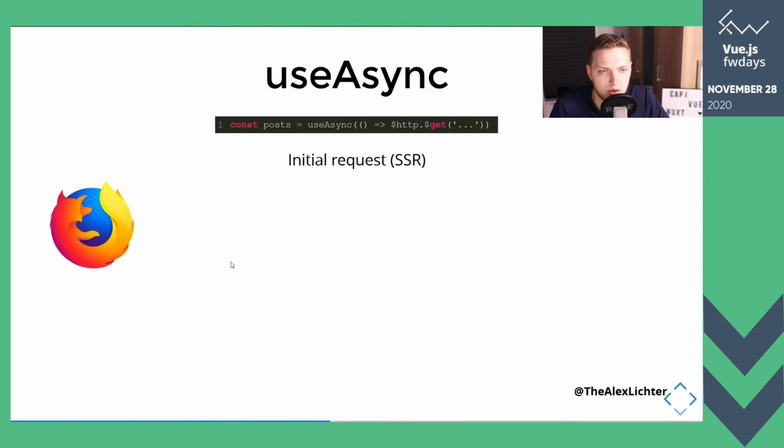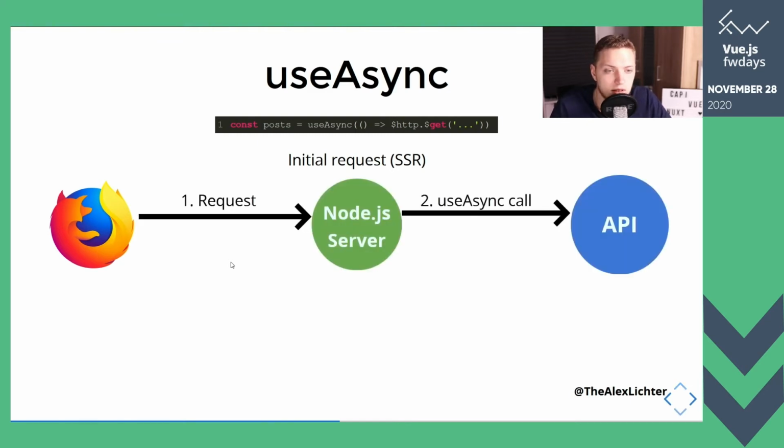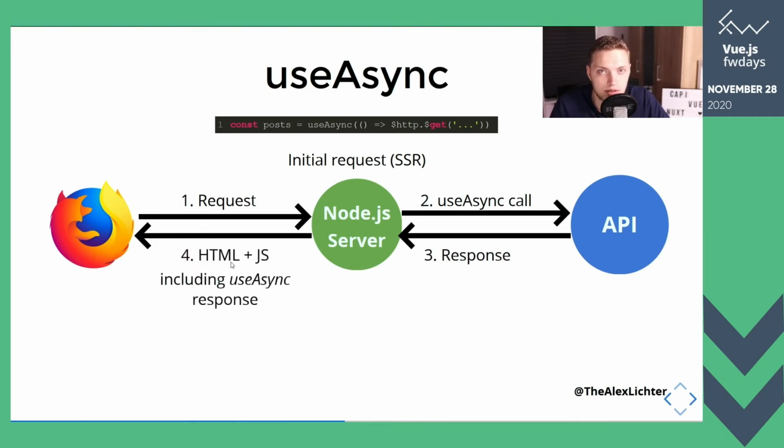So we have again our useAsync call, and on the initial request, imagining that we are using dynamic server-side rendering, but it's more or less the same when using static side. The request from the client goes to the Node.js server, and the Node.js server is doing the useAsync call. Okay, so far so good. We get a response, and now the Node.js server is sending the HTML and JavaScript, including this useAsync response already serialized, back to the client.